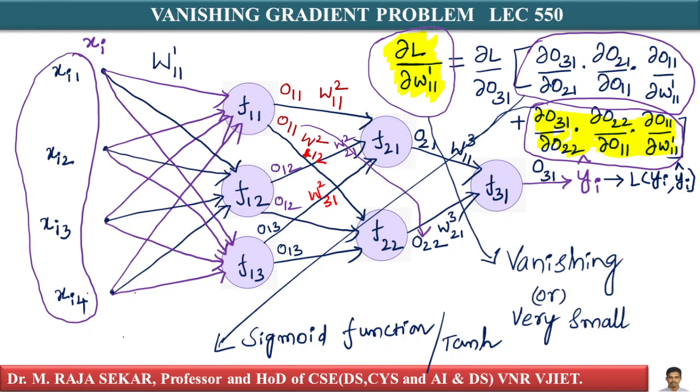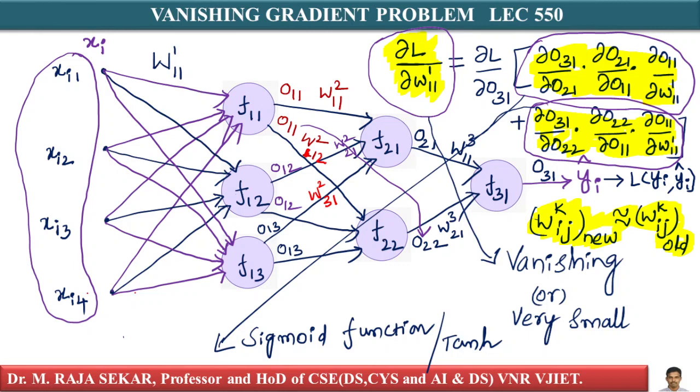When you have vanishing gradient, what happens? Your wkij new becomes very similar to wkij old. Wkij new and wkij old are very similar, which means you are not moving, you are not updating from old values to new values much because of sigmoid or tan h activation function.